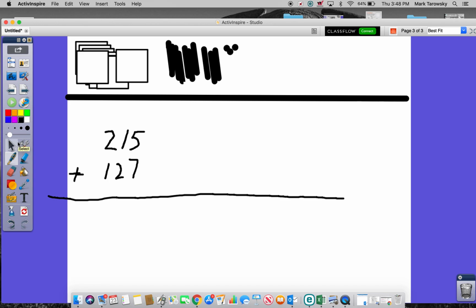All right, so right now what I want you to do is stop the video and build that. You'll start by drawing the squares for the hundreds, the lines for the tens, the dots for the ones. Once you are finished, restart the video and we'll see where we go from there.